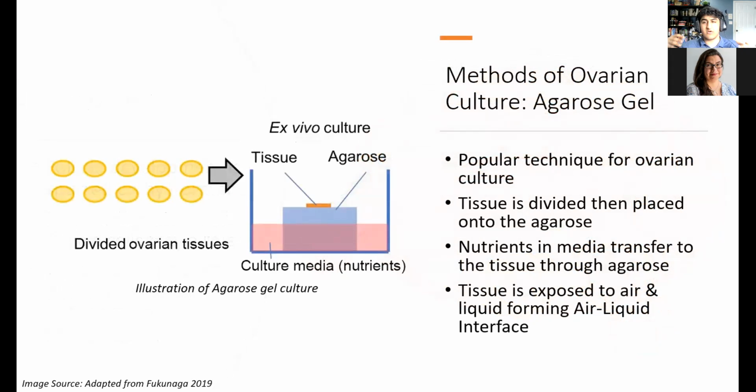But what are some ways people currently culture ovarian tissue? So one method is called an agarose gel culture, and you can see a diagram on the left. We first collect and divide this ovarian tissue and place it on top of this agarose gel. And you can think of this gel as a sort of gelatinous jello, and it's partially submerged in this culture media, and this culture media are the nutrients and hormones the tissue might need. And the agarose essentially acts like a sponge, sucking up the nutrients in the media and giving it indirectly to the tissue.